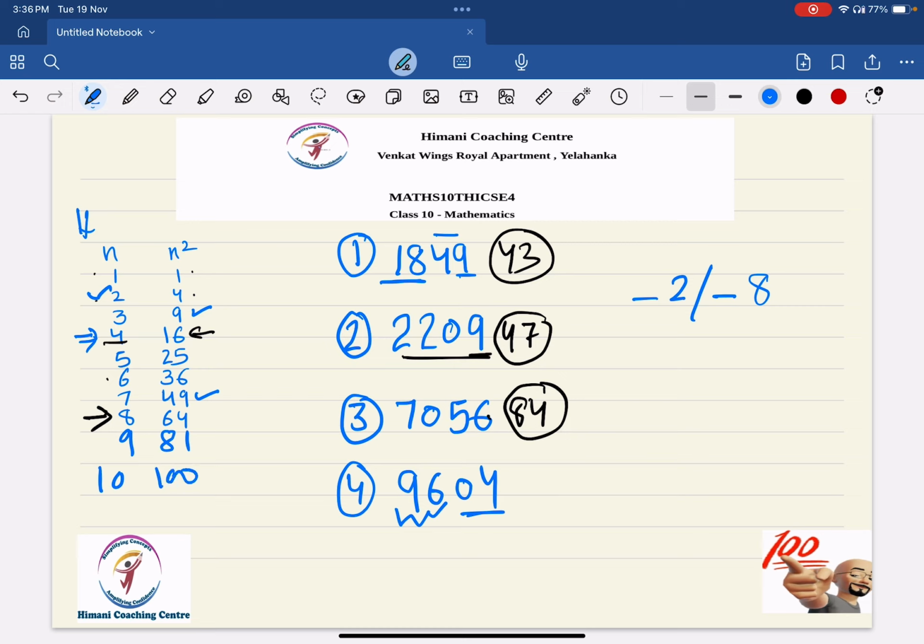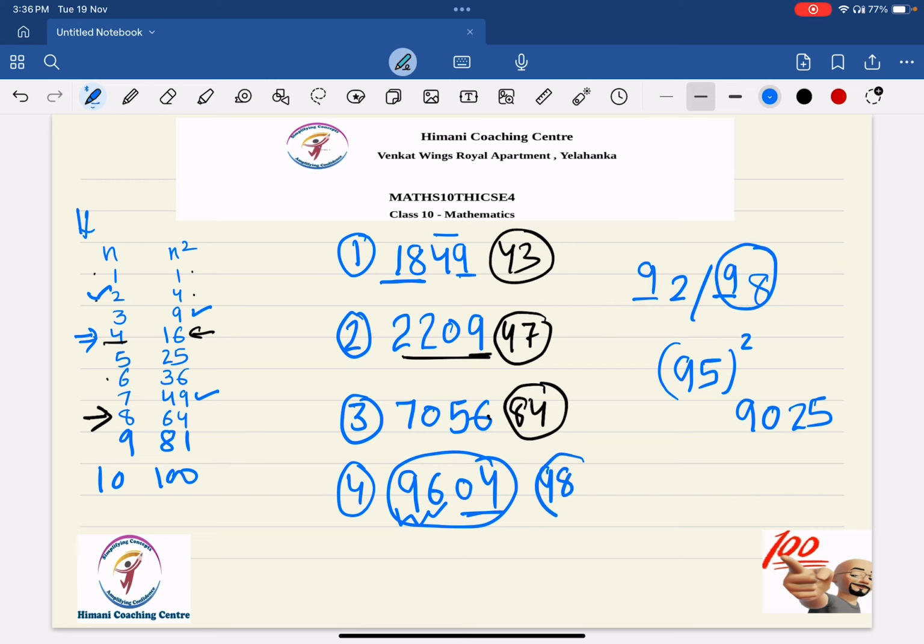So we can say either 92 or 98. But which one? So let us find 95 square. 5 square is 25. After 9 comes 10. 10 times 9 is 90, so 9025. This number is greater. So 98 is the answer. Okay. So this is how we find out square roots very fast.